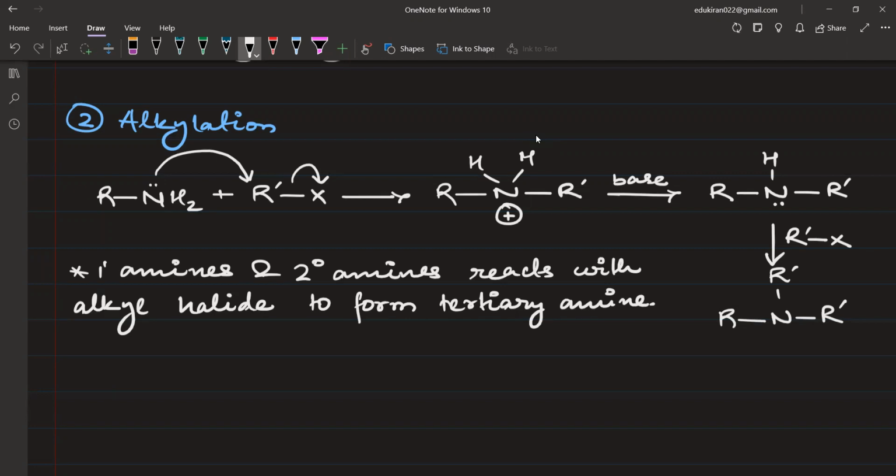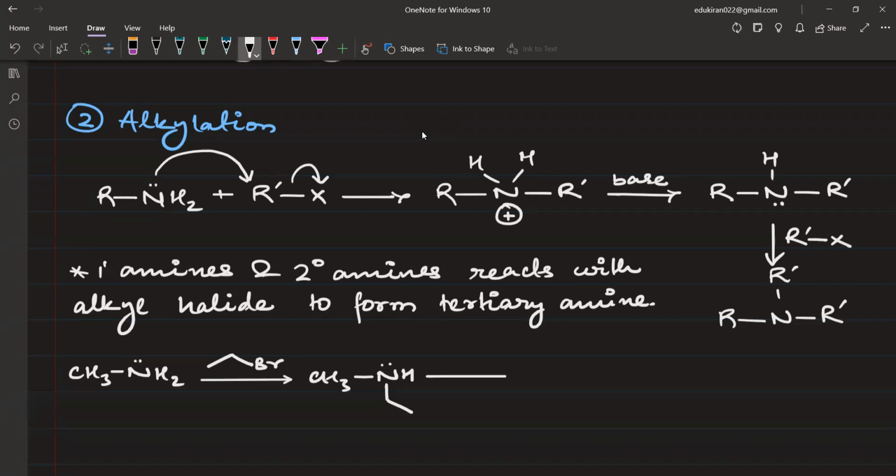Okay, so for example, if you have CH3NH2 and you react this with CH3CH2Br, then you will get CH3 nitrogen with an alkyl group and one hydrogen. This has a lone pair of electrons. Again, it will react with the same molecule, and you will get CH3 nitrogen atom which has two ethyl groups attached to it.